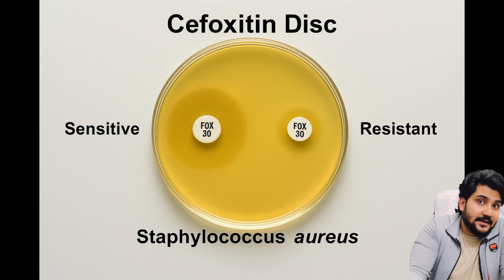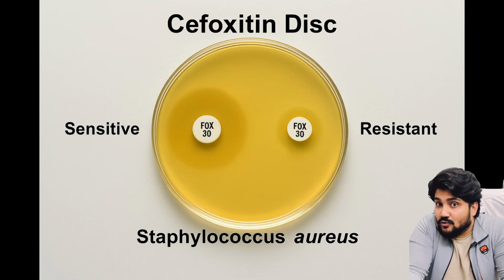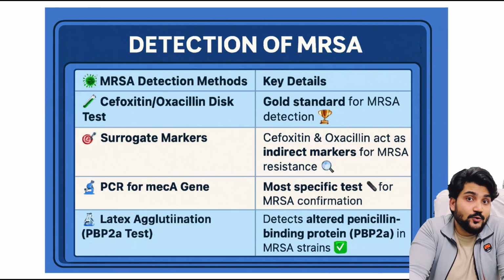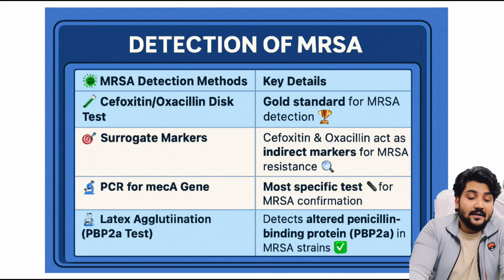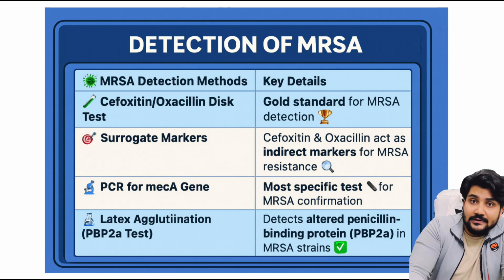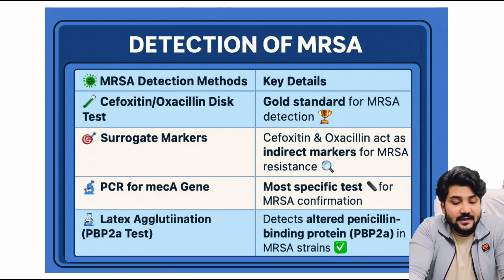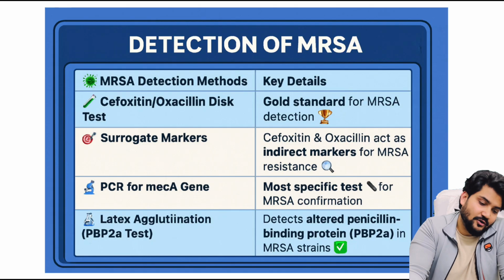Then you can use PCR also. You can find the PBP2A gene. Then you can do latex agglutination. And then you can use an oxacillin disc also. But mostly we use the cefoxitin disc.